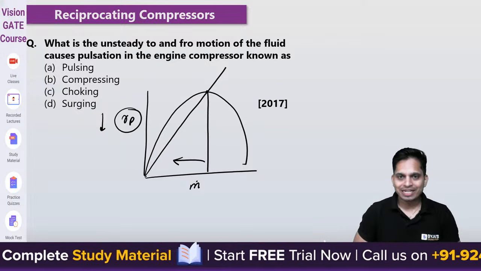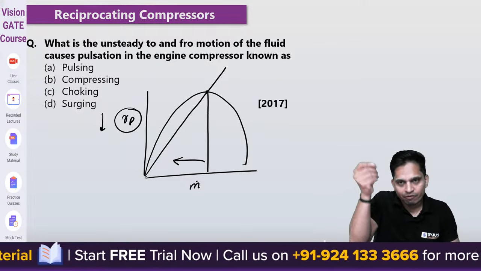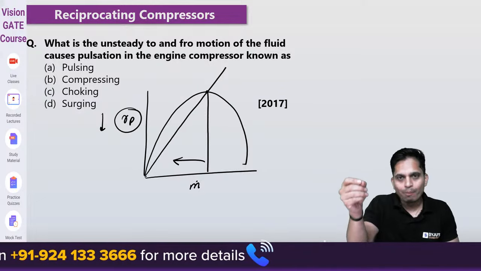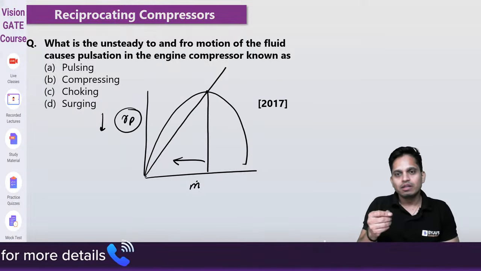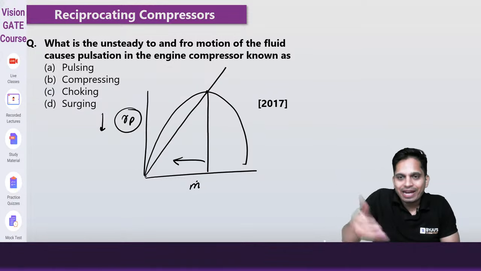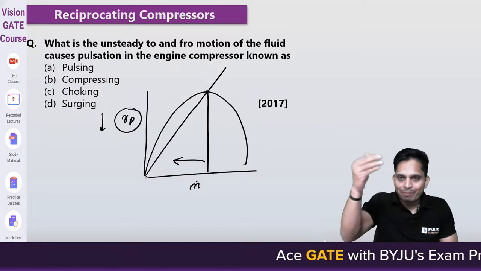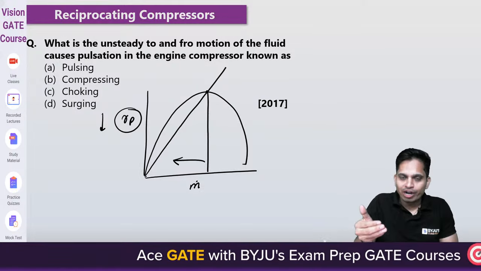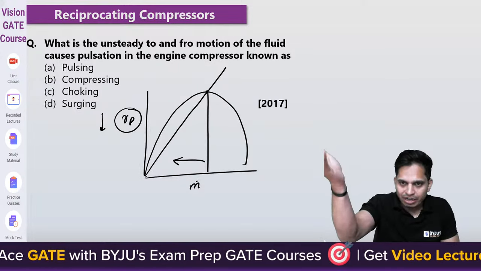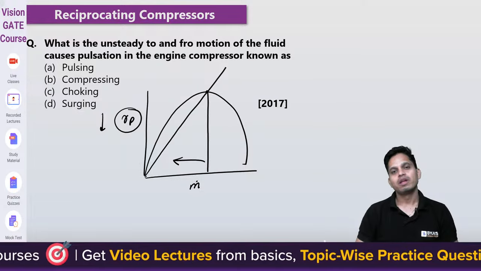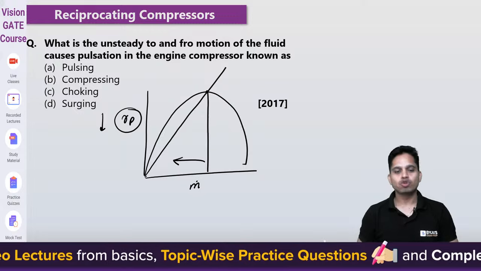So in your compressor, somewhere it is higher pressure, somewhere it is lower pressure, and mass always flows from high pressure to low pressure. So your mass will come back towards the inlet valve, and then when mass comes here, the mass flow rate increases, so pressure will increase, mass will again go ahead, then again come back, then again go ahead, then again come back. That is called surging.